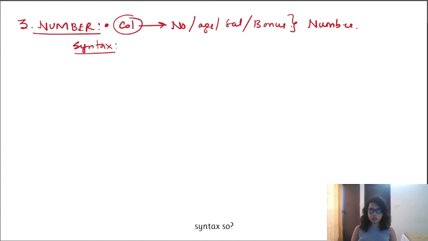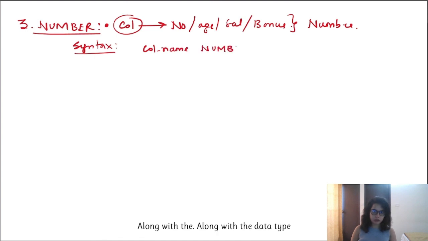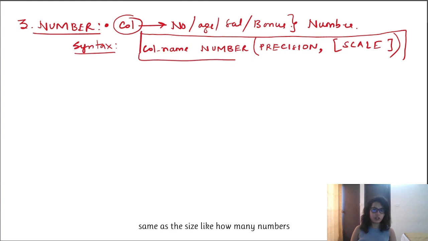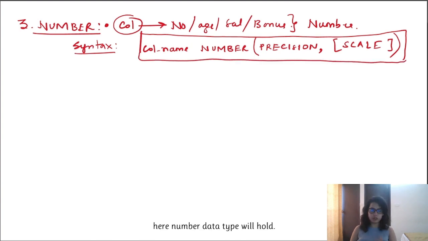What should be the syntax? Column name along with the data type, which is number, and you have to mention a precision and scale. It is the same as a size, like how many digits your number data type will hold. Now, whenever I mention anything in square brackets in any syntax, it means that without using this bracket value also you can use your syntax.